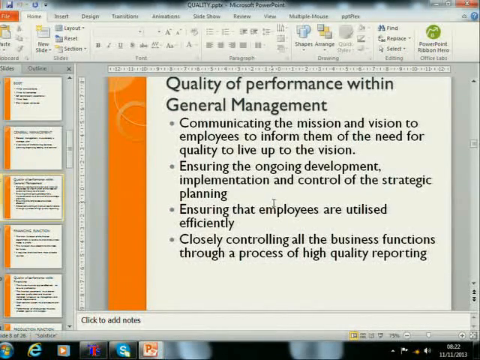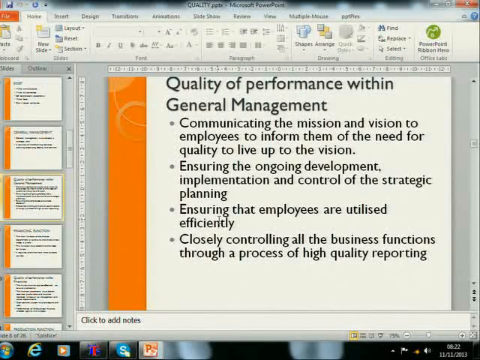This mission and vision must be communicated to the employees to inform them of the need for quality to live up to the vision. Remember, the vision and mission are set by the top management of the business. So more often than not, people who are at operational level are not even aware of the bigger picture or of the vision and mission of the business. Therefore, to ensure that there is quality of performance within this function, these must be communicated.